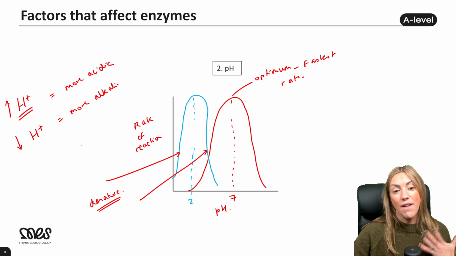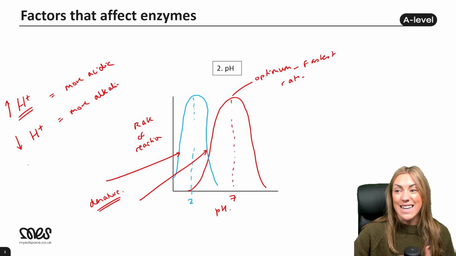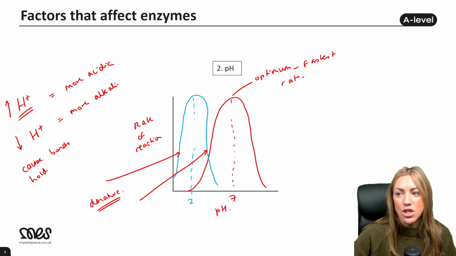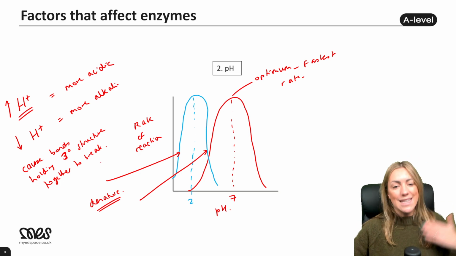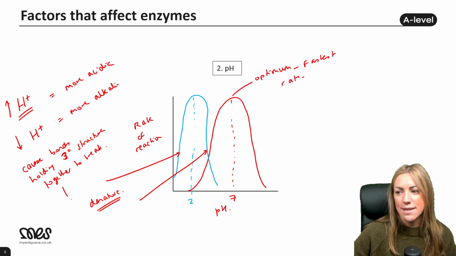And the concentration of hydrogen ions in the solution is going to interfere with the bonds that hold the tertiary structure together. So any change in the concentration of hydrogen ions away from the optimum pH is going to cause bonds holding the tertiary structure together, I'm just going to do my little number 3 there, holding the tertiary structure together to break. Okay, so hydrogen bonds can break, ionic bonds can break. It's going to lead to denaturation of enzymes.